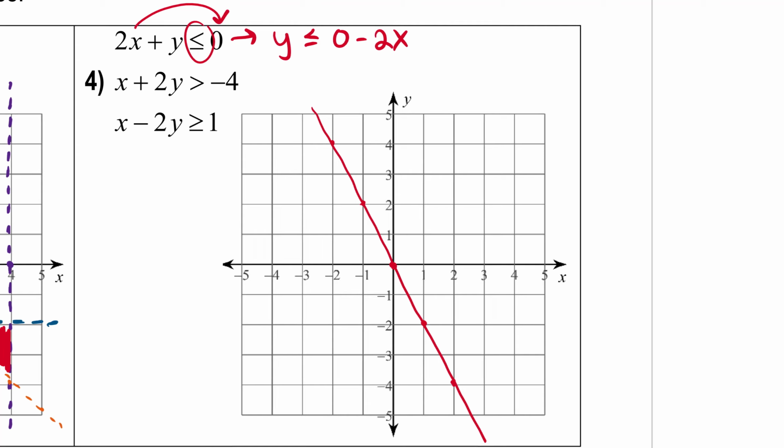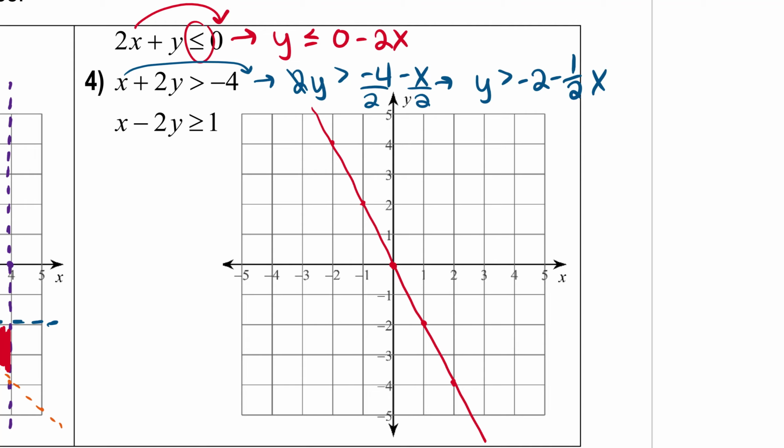Okay, next one. I have x that I have to move over here. So I have 2y greater than negative 4 minus x. And I have to divide everything by 2 to get rid of that 2. So y greater than negative 4 divided by 2 is negative 2, and negative 1 over 2 is just negative 1/2 x. Okay, so our b is negative 2, and our slope is negative 1 over 2. And backwards is up 1, left 2. And this sign is not underlined, so it is dotted.